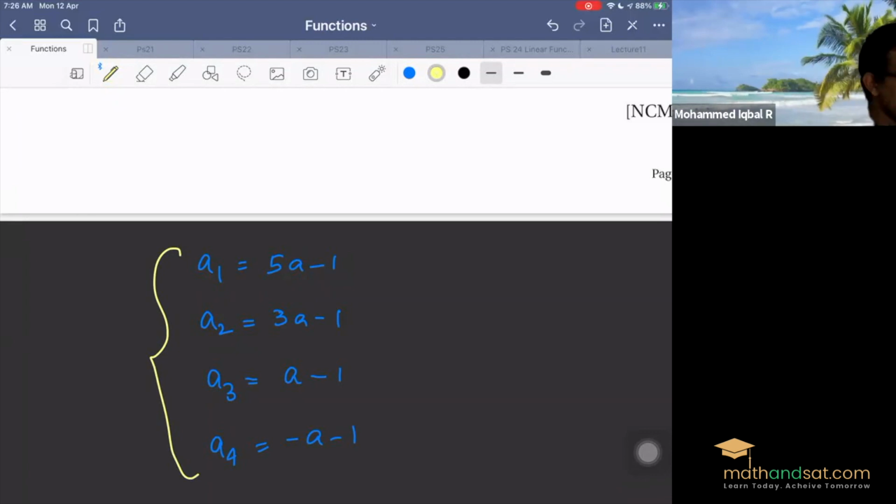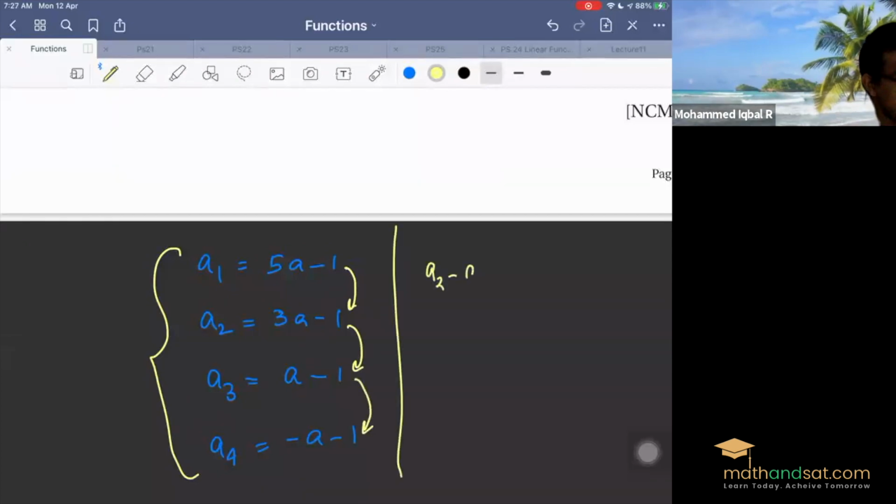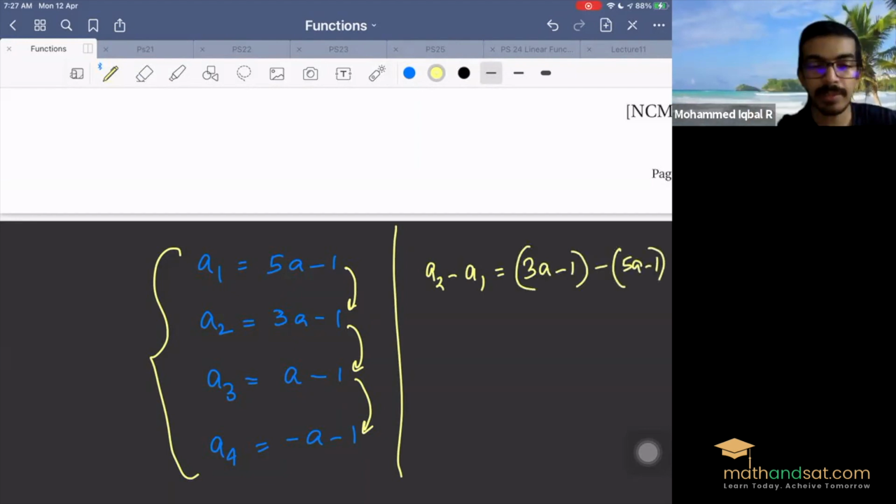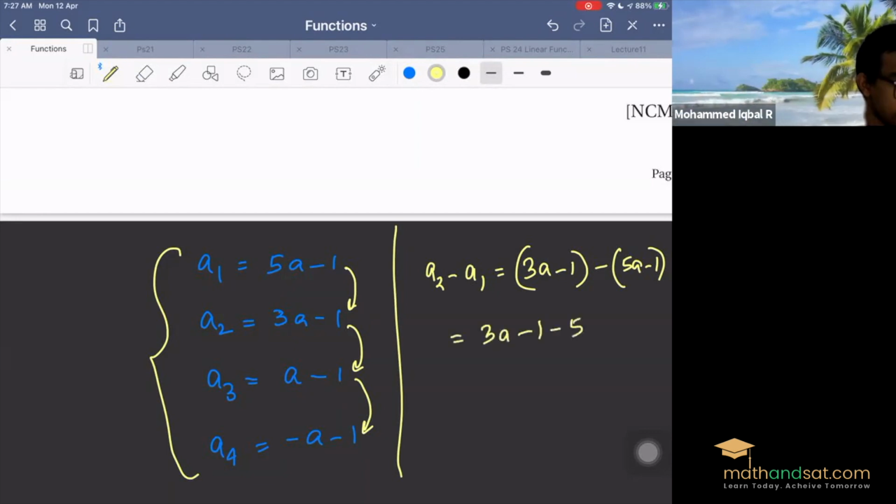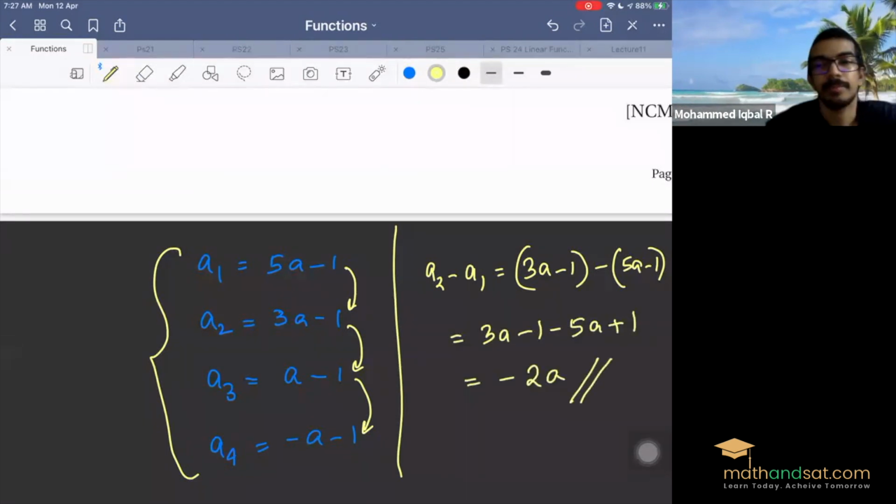Now let's check the difference between these two numbers. So a2 minus a1 is 3a minus 1 minus (5a minus 1). Do not forget to put a parenthesis. If you do not, you're going to make a mistake. So this is 3a minus 1 minus 5a plus 1. The 1 and 1 get cancelled. This is minus 2a. So going from a1 to a2, you're subtracting 2a, or reducing the number by 2a.